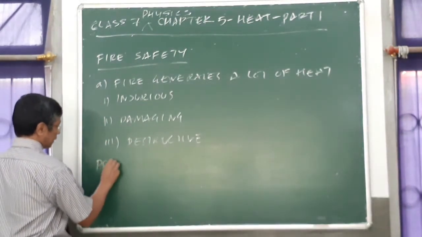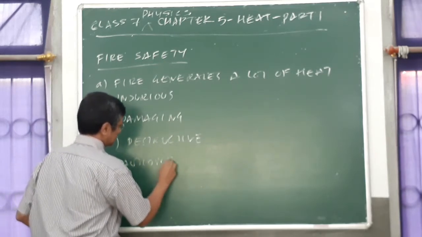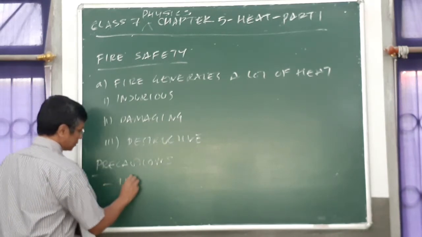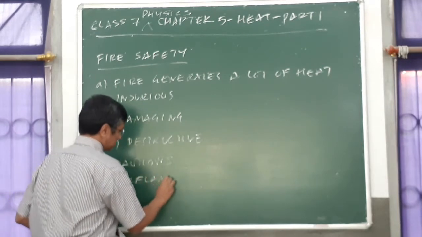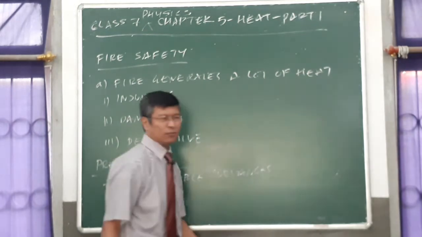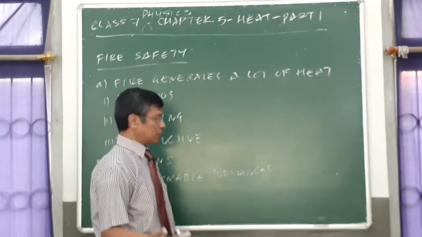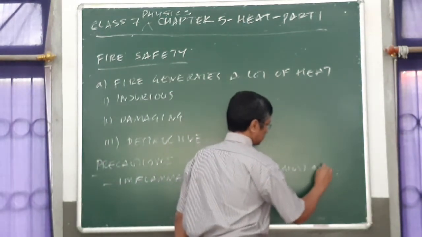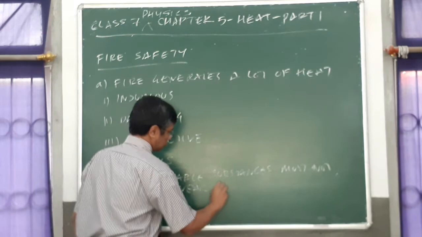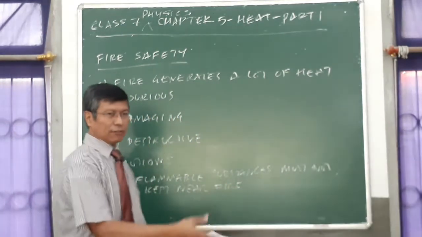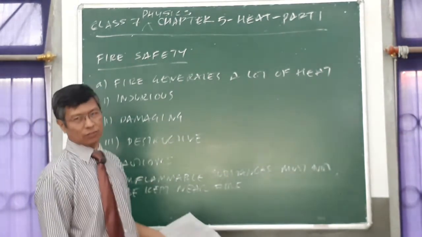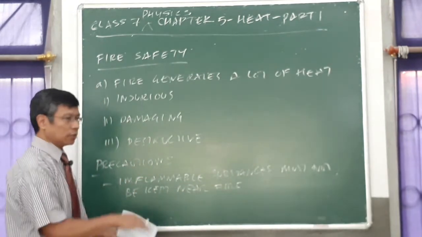So what are the precautions that you should take to make sure that fire doesn't get out of control and can be used safely? First of all, inflammable substances must not be kept near fire, obviously, like paper. For example, if you have a burning candle and a stack of papers, that's the worst combination, because if the candle falls down on the paper, it will catch fire, and that fire can spread through other items around it.